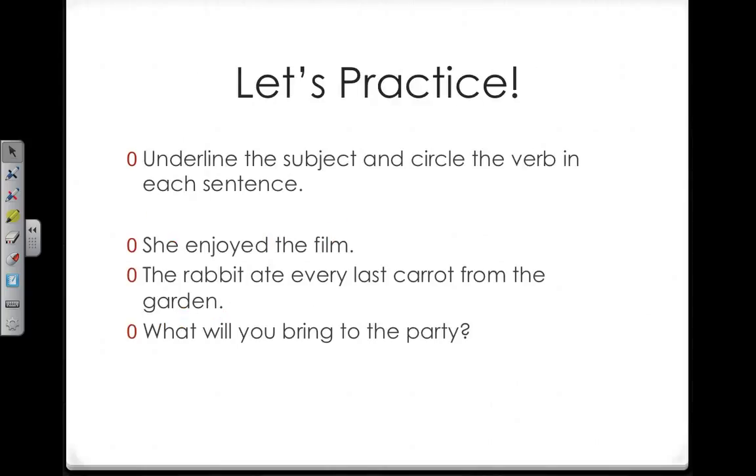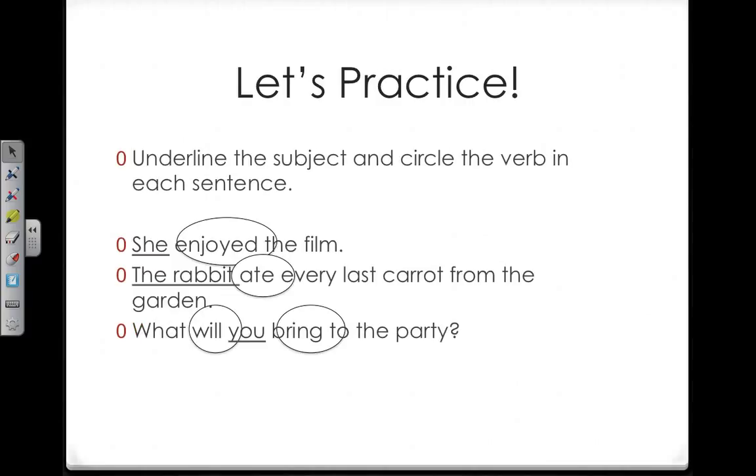What I want you to do now on this practice is to underline the subject and circle the verb. Pause the video. Once you have underlined those subjects and circled the verbs, resume the video. You should have found that she is the subject of the first sentence. The sentence is about her. What did she do? She enjoyed the film, so we identified enjoyed as the verb. In the next one, the rabbit ate every last carrot from the garden. The sentence is about the rabbit, so we've underlined the rabbit as our subject. What did the rabbit do? The rabbit ate every last carrot, so we have circled the verb ate.